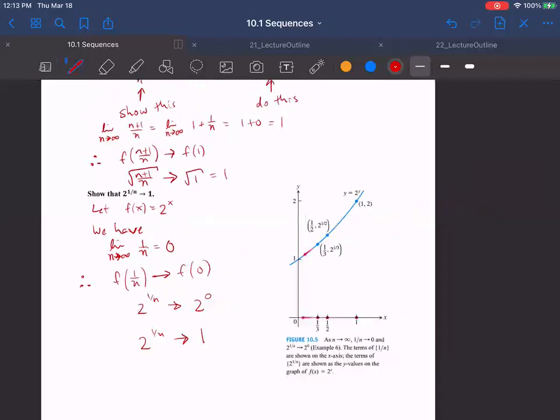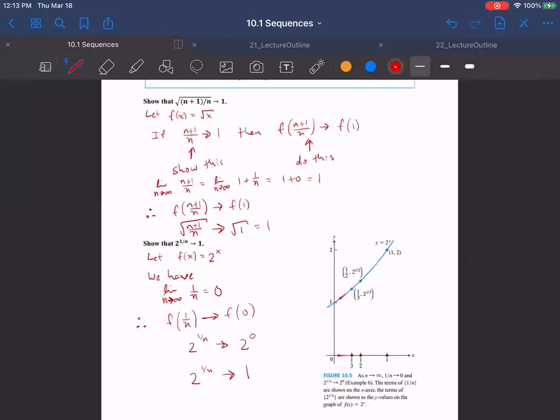Pretty cool. Doesn't seem entirely groundbreaking, right? We're just taking the limit of whatever is inside of our function and then applying the function to it, right? But it works. All right, any questions on that?